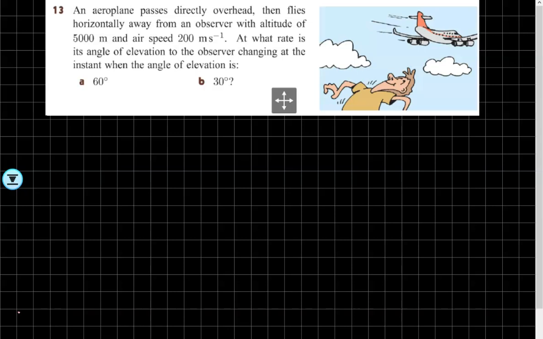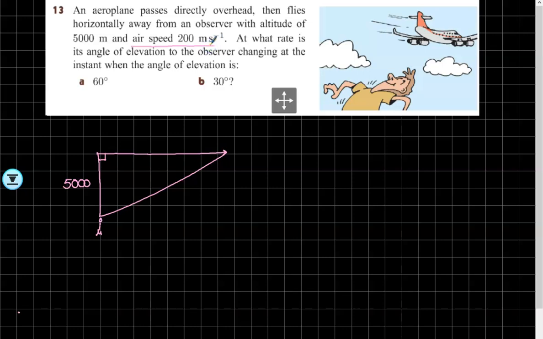Maybe watch up here. We've got an aeroplane that passes directly overhead. So this is me, directly overhead, and then it flies horizontally away from the observer, and it's 5,000 meters above. You're just trying to put all of the words into simple mathematics, and always a diagram. That helps. So what else do we know? How can we write this?